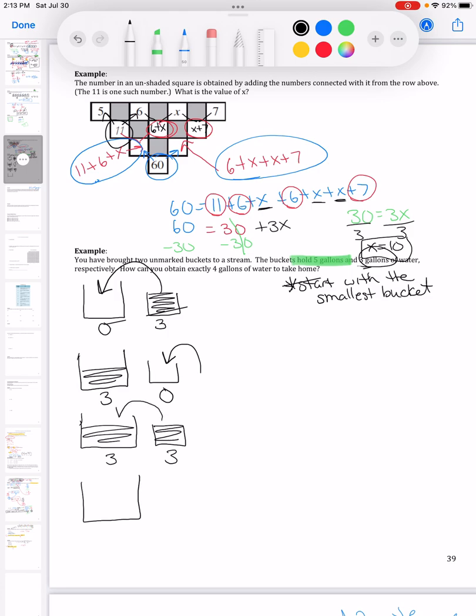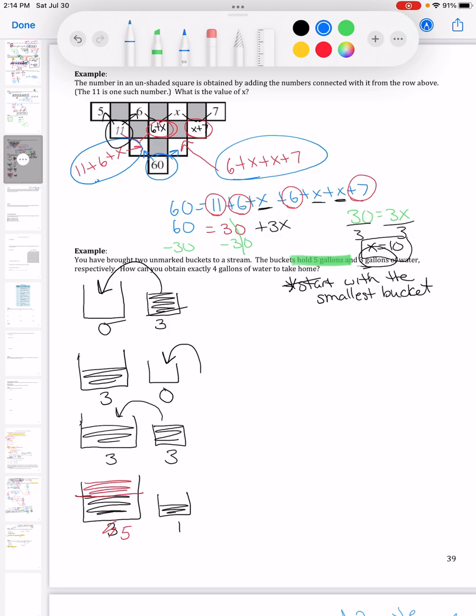So I'm going to pour it in here. I've got the 3 original plus, and I'll kind of draw a little line here. I had 3 original, and I'm going to put 2 more in there for a total of 5. So that meant this little one now only has 1 gallon. And you could be like, whoa, what is she talking about?